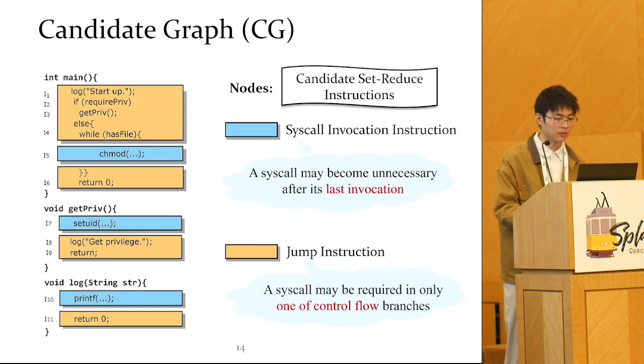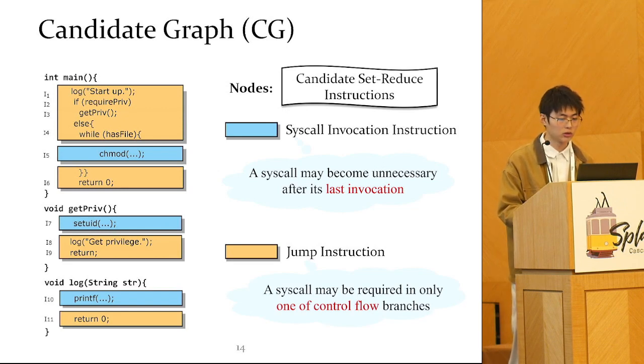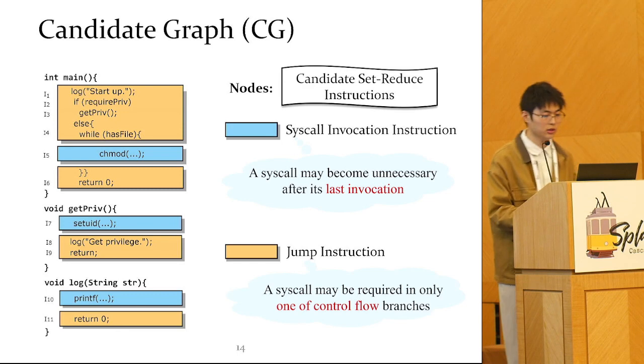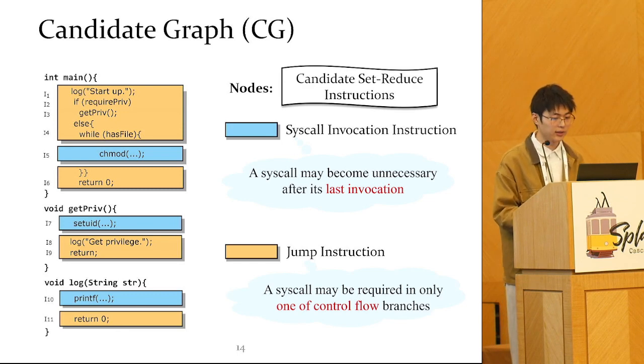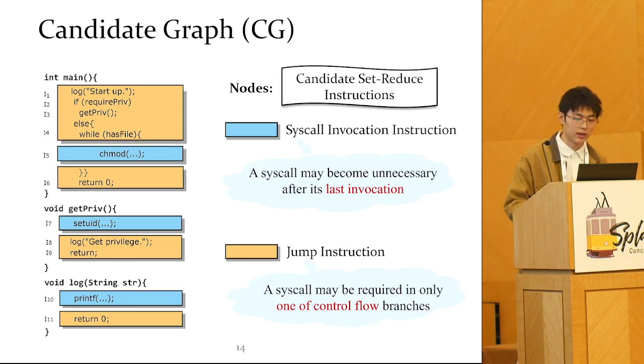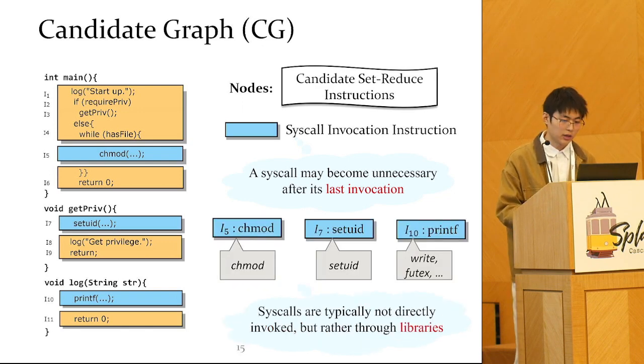In the first step, we build a candidate graph whose nodes are candidate set reduced instructions. A candidate set reduced instruction is an instruction after whose execution the required syscall set may change. We found that such instructions fall into 2 categories. The first category is a system invocation instruction, as a syscall may become unnecessary after its last invocation.